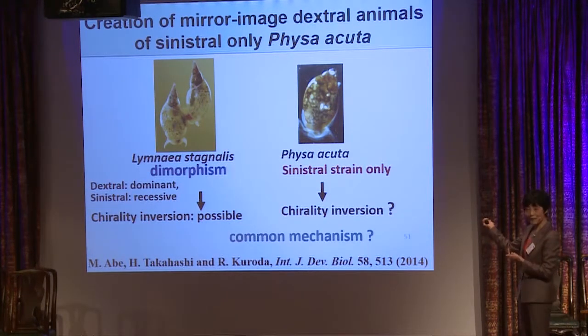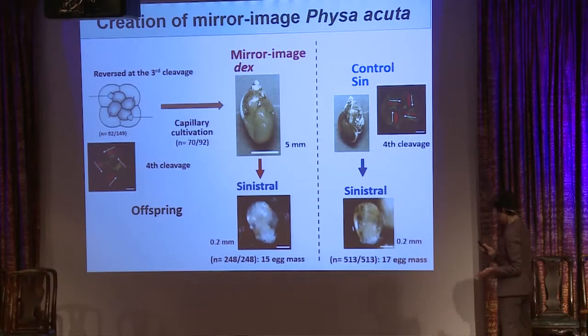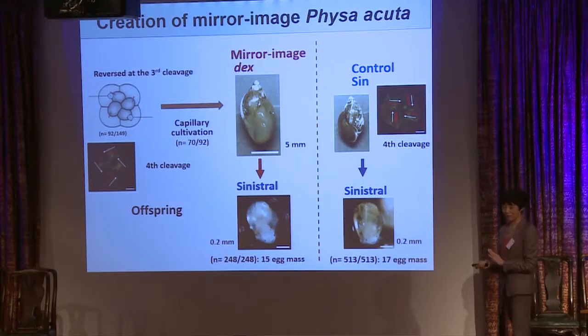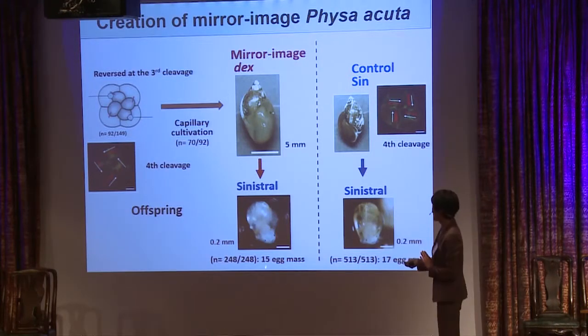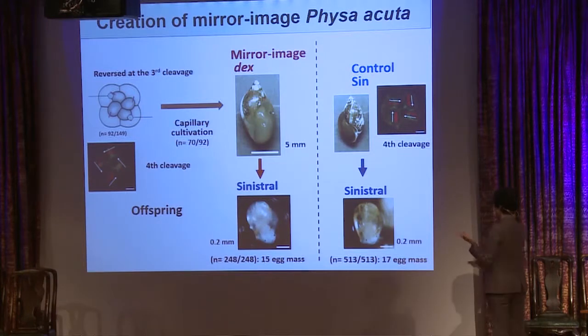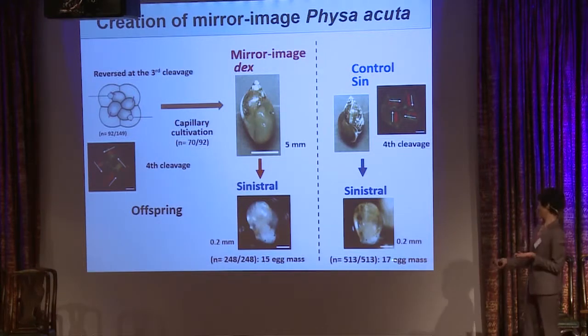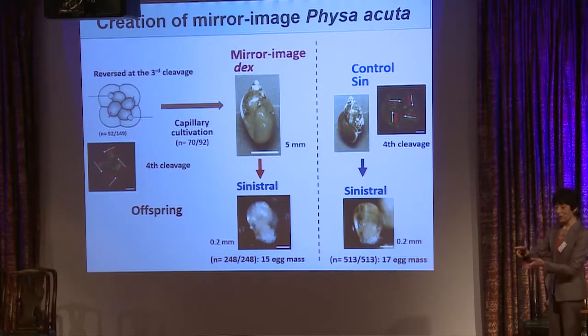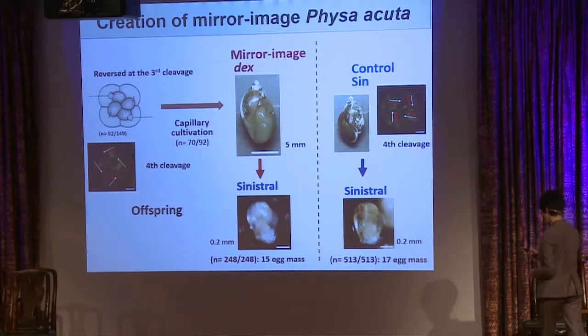If I can do the same thing, there must be a common mechanism for handedness determination. And of course, I succeeded. So I could create the never-existed right-handed peregra. And that offspring goes back to being the sinister one, just like this one. So this means, and you can see it, no exception. That means there is a common mechanism for handedness determination in the sea snails.